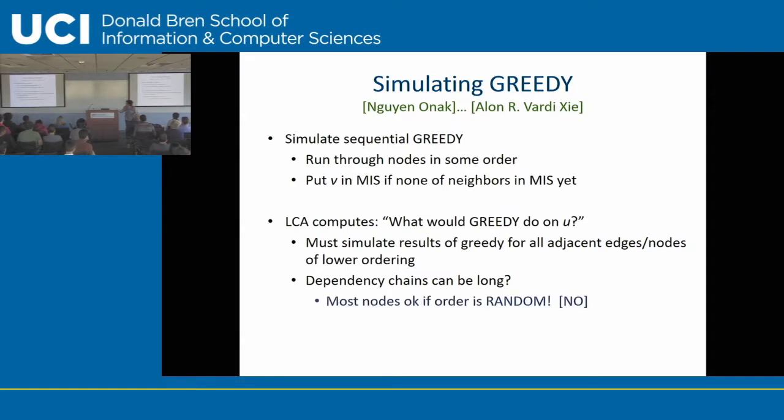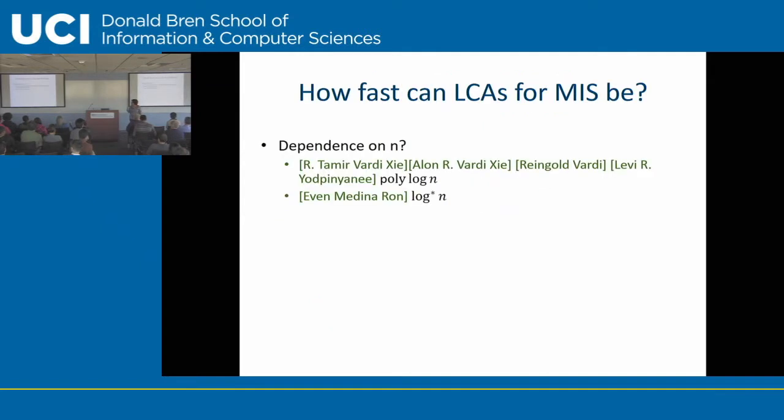And what Nguyen and Onak showed is that most nodes are going to be okay as long as you pick a random ordering. Okay, and they have a really cool technique, but they only show most nodes are okay. We need more than most, and it turns out with a slightly different analysis, you can get more than most. You can get everybody's okay. So you can show that random ordering gives you short dependency chains. So that's pretty cool.